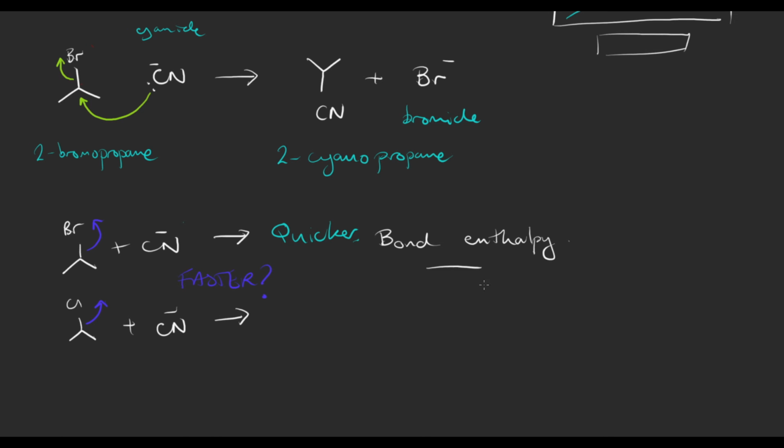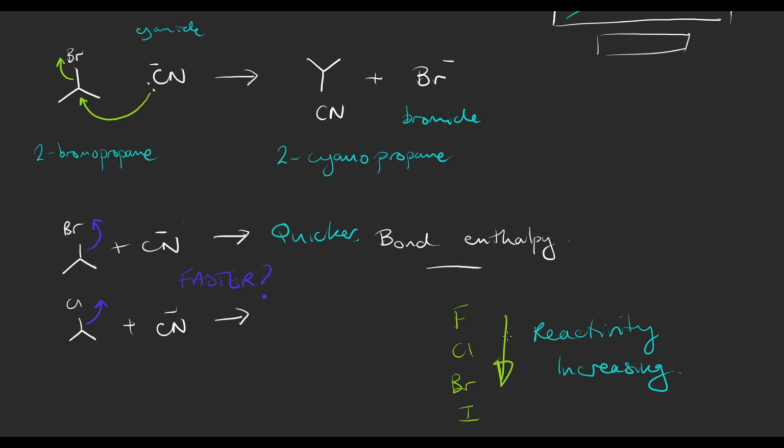And that trend continues for the whole group. So if I have fluorine, chlorine, bromine, iodine, I have reactivity increasing down the group. Reactivity increasing. And this is because of a change in bond enthalpy as you go down the group.